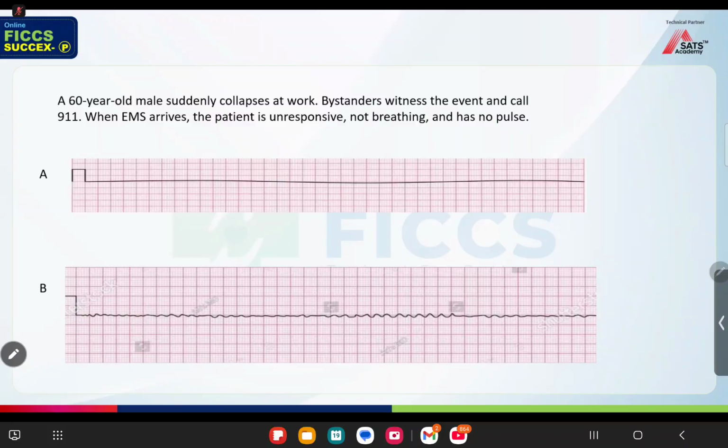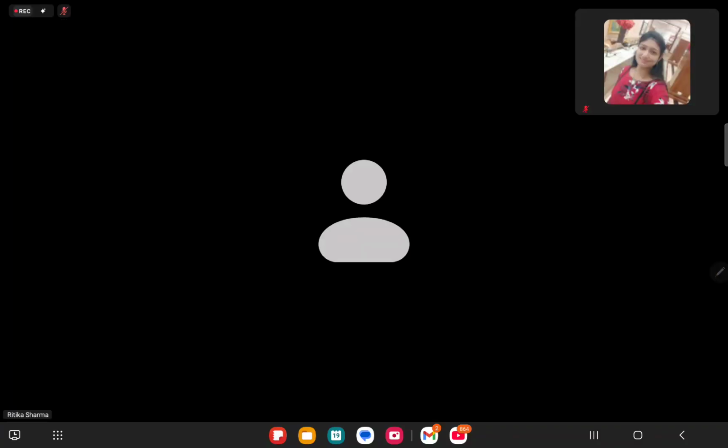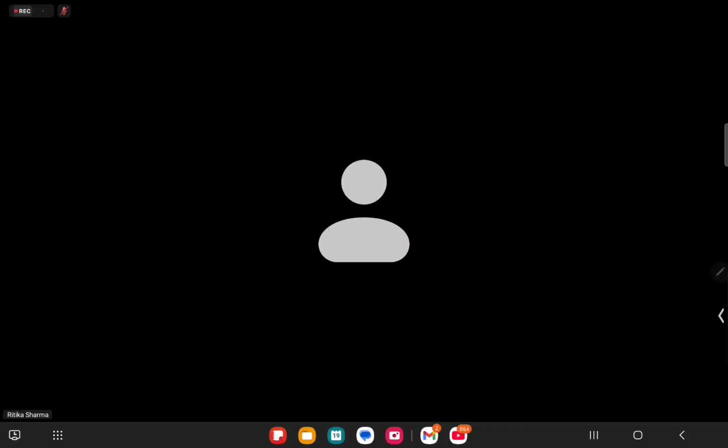cardiac arrest, right? What are the two kinds of rhythm? You can't miss this. This is very important. Shockable rhythm and non-shockable rhythm. Exactly. So what will you do here? In B, we need to go for defibrillation. Good, Dr. Urvi. There is always scope for improvement, but a good attempt.